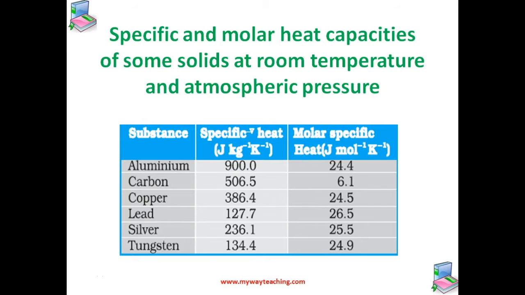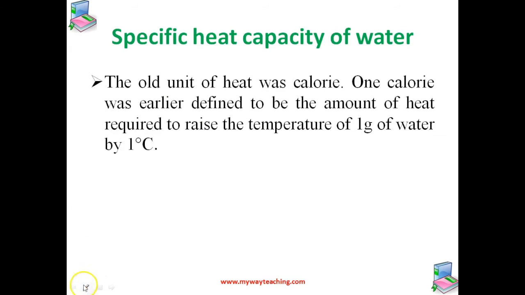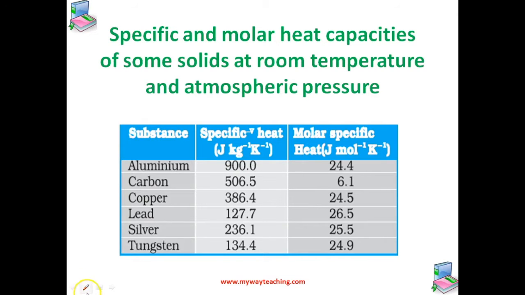This table lists the measured specific and molar heat capacities of solids at atmospheric pressure and at ordinary room temperature. You can see here substances like aluminium, carbon, copper, lead, silver, tungsten, and the specific heat as well as the molar specific heat capacities are given in this particular table.